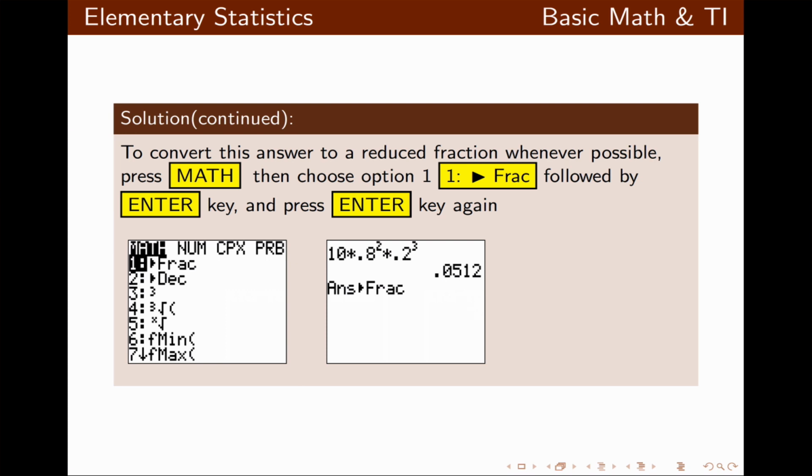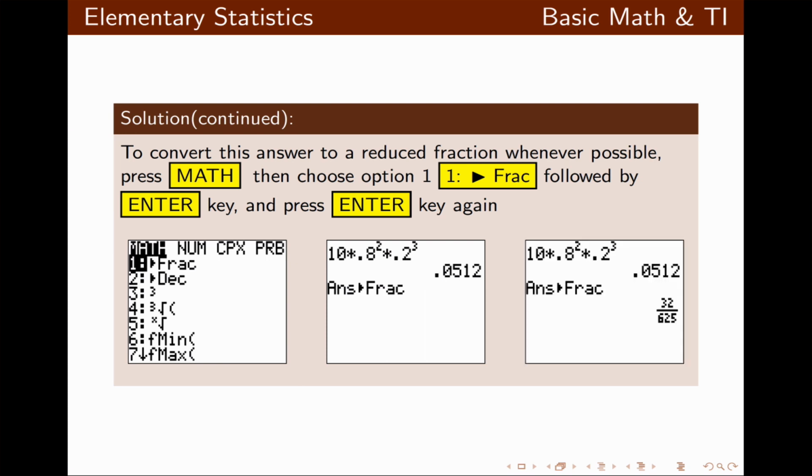It's going to take the last answer and convert it to a fraction, but to execute, you're going to hit enter. So the answer we had in decimal is now converted into a reduced fraction.